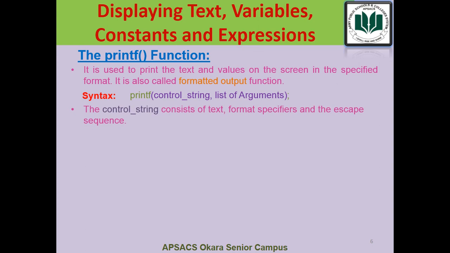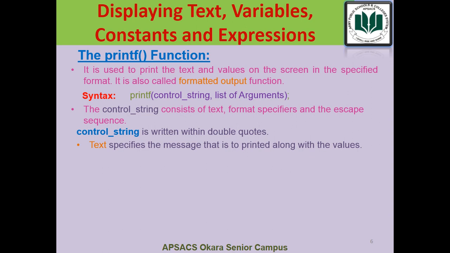So the control string consists of format specifier, escape sequence and text. Okay, we can use text, format specifier and escape sequence in the control string of this printf function. We will discuss format specifier and escape sequence in the coming lectures, so you have to wait for that. Then the control string is written within double quotes. Always when we use a control string in the printf function, we will use double quotation marks to enclose it.